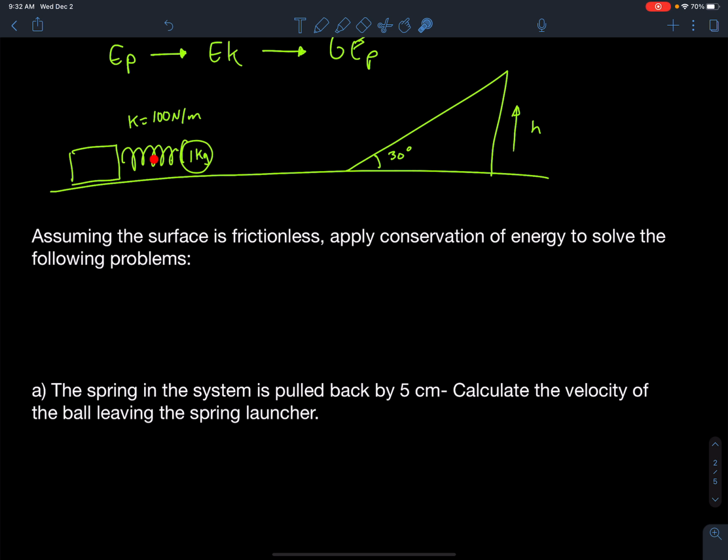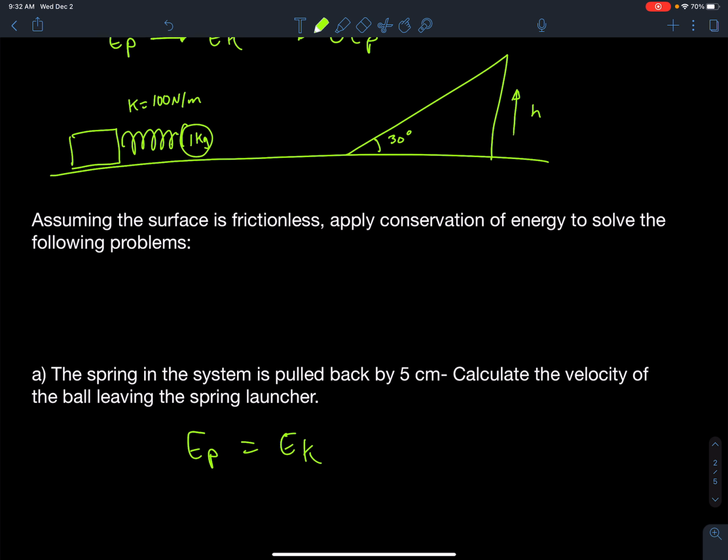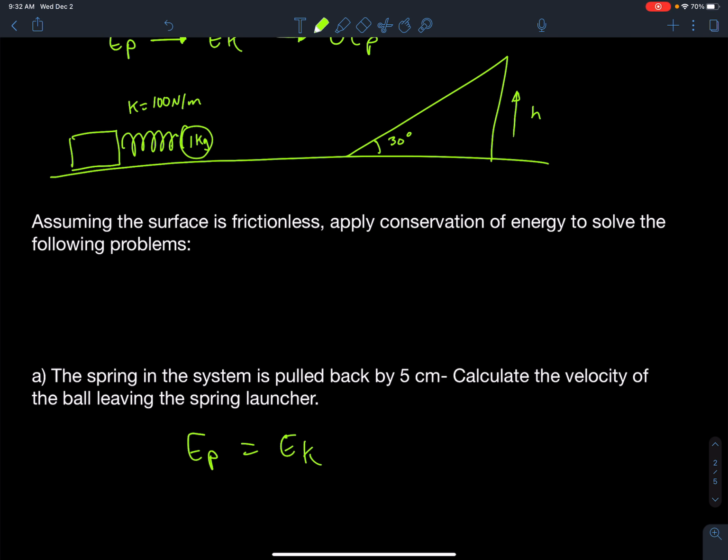I put that spring back by 5 centimeters. And so that work that I did is going to be equal to elastic potential energy. And that elastic potential energy is going to be converted into kinetic. So I can say elastic potential energy is going to be equal to my kinetic energy after being launched, because all of that is conserved.